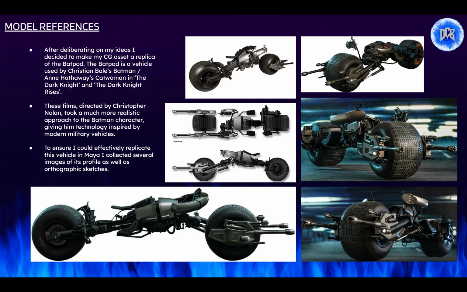After deliberating on my ideas, I decided to make my CG asset a replica of the Batpod. The Batpod is a vehicle used by Christian Bale's Batman and Anne Hathaway's Catwoman in The Dark Knight and The Dark Knight Rises. These films, directed by Christopher Nolan, took a much more realistic approach to the Batman character, giving him technology inspired by modern military vehicles. To ensure I could effectively replicate this vehicle in Maya, I collected several images of its profile as well as orthographic sketches.